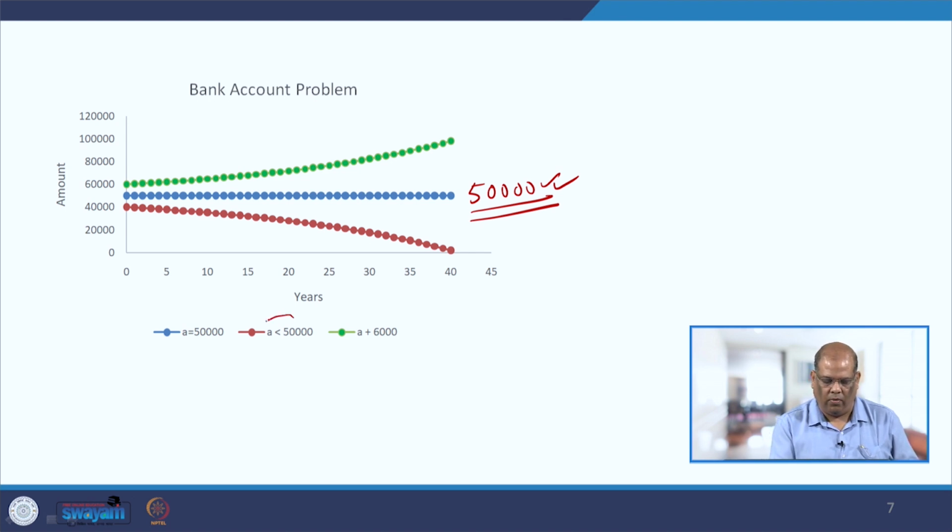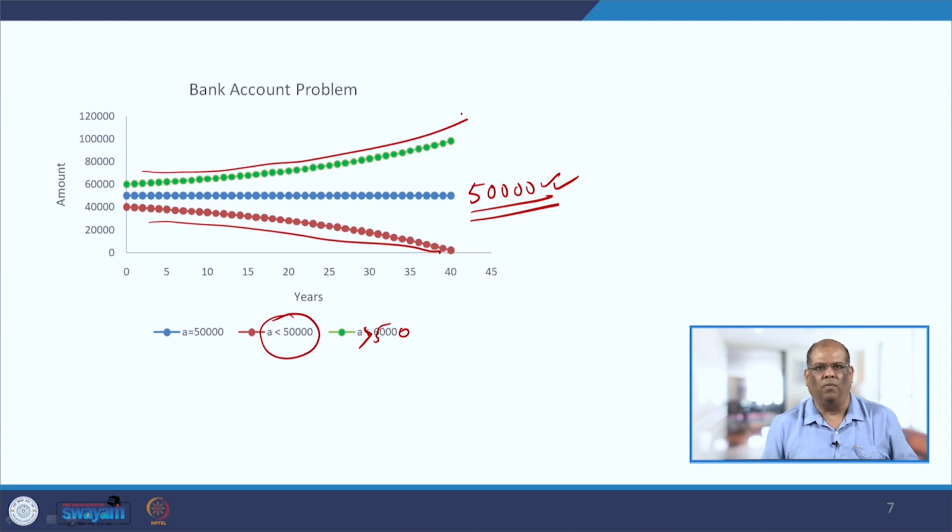But obviously, you will be curious what will happen if A is less than 50,000. Then you can see that slowly your amount is decreasing and ultimately goes to 0. And if it is greater than 50,000, then your amount will increase and it becomes an unbounded solution. So, basically these two solutions are needed for a real life scenario. But again, if it is more than 60,000, your money will keep growing till there is any change in the rate of interest or in the initial amount.